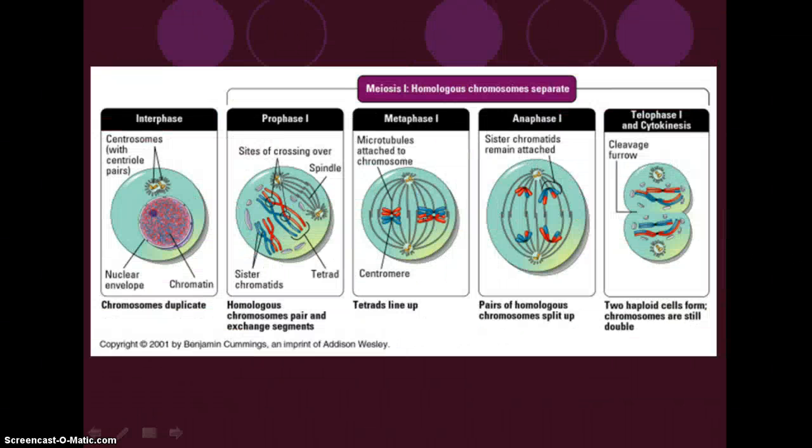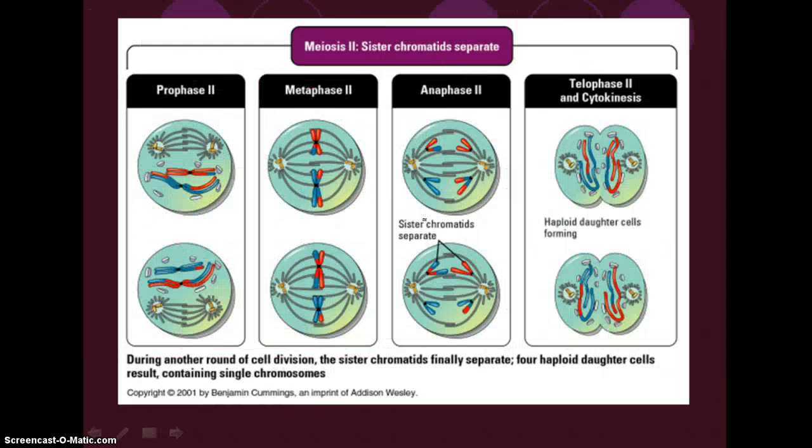This is a picture showing that again, interphase for meiosis 1, interphase, prophase, metaphase, anaphase, and telophase 1 with cytokinesis with that cleavage furrow there. And then meiosis 2, same process, but it's with 2 cells occurring at the same time. And then in the end, we get those 4 cells.